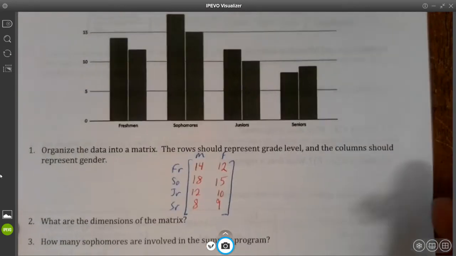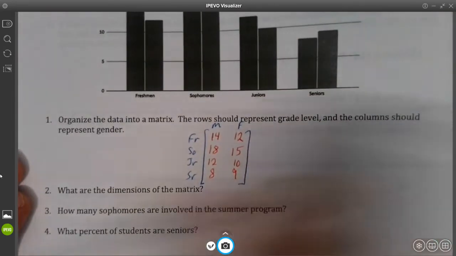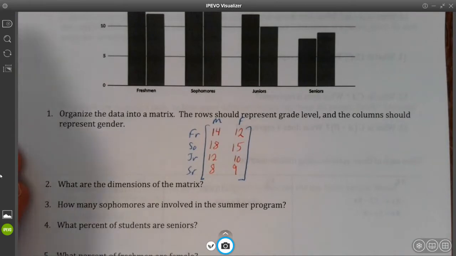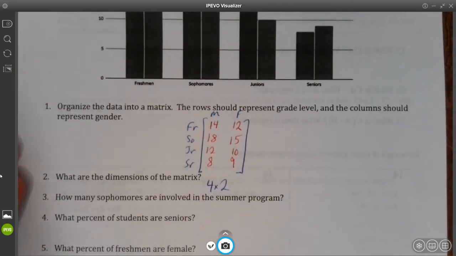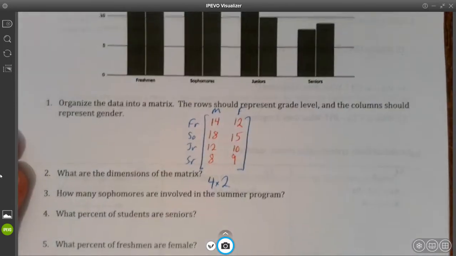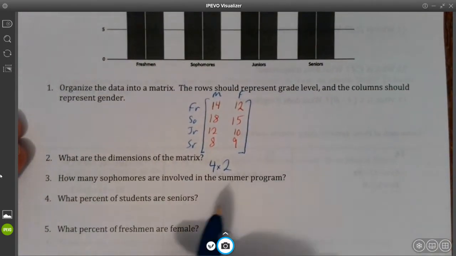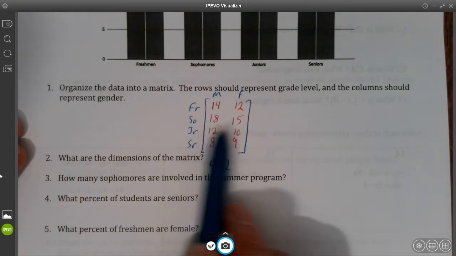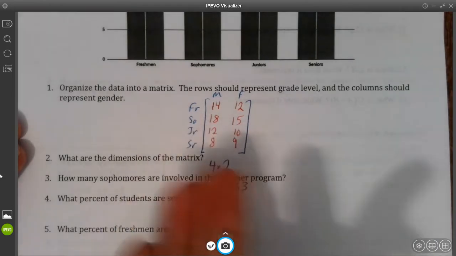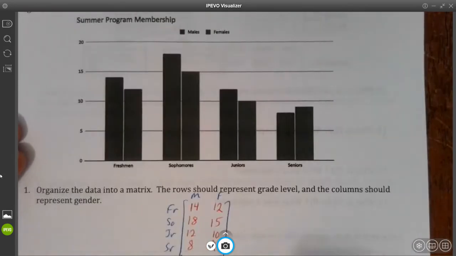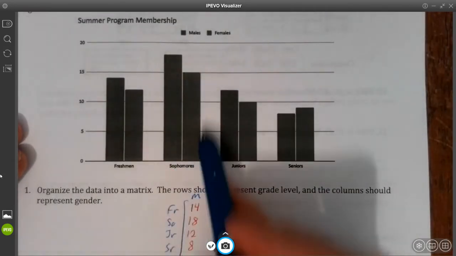Okay, fantastic. What are the dimensions of the matrix? And the dimensions of a matrix are always rows and then columns. So this is a 4x2 matrix. How many sophomores are involved in the summer program? Sophomores total would be 18 plus 15. That would be 33. This is easy. Good thing we have this information right here, right? Otherwise, you'd have to be like, that plus that. See, this is so organized.